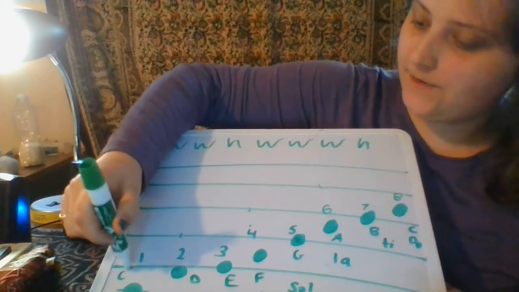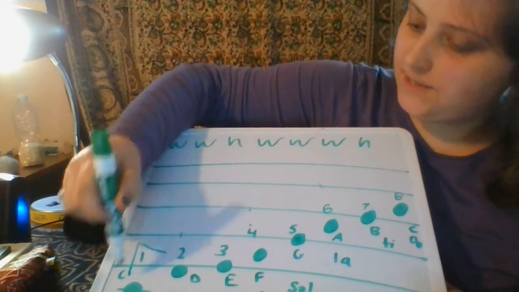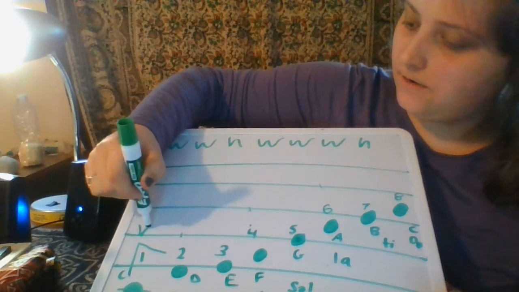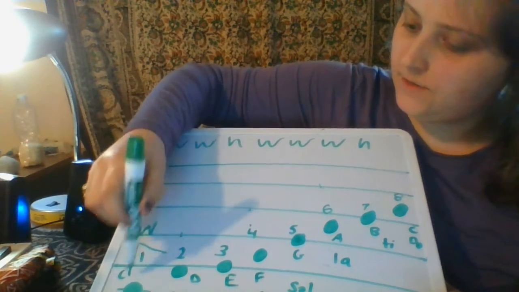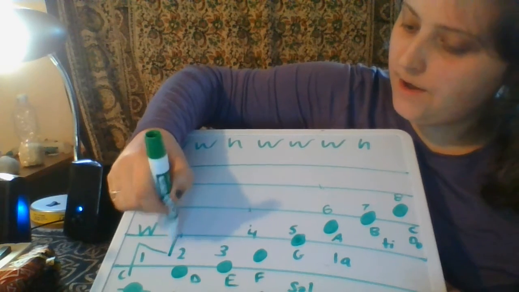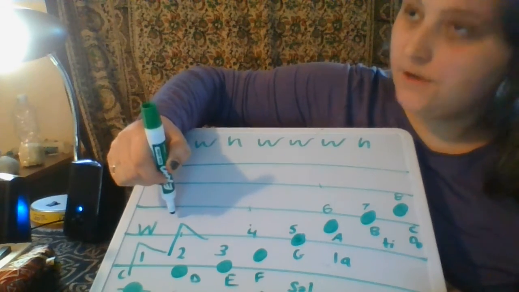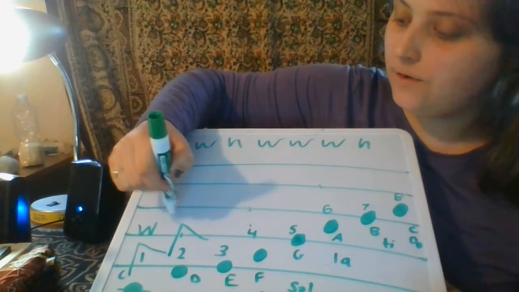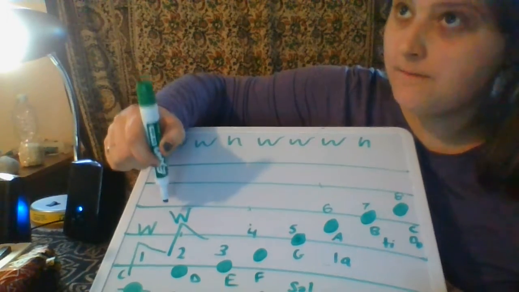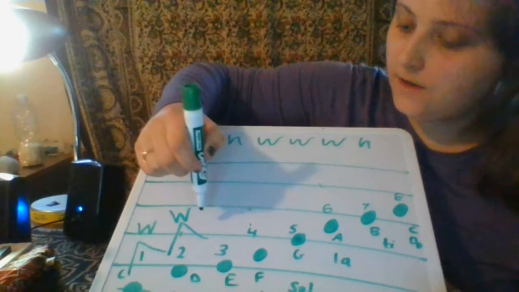All right, so let's write on our scale here. Do, re. From C to D is a whole step. Do, re, re to mi. There's a whole step. Do you hear Jaws? Re, mi. I don't. Whole step.